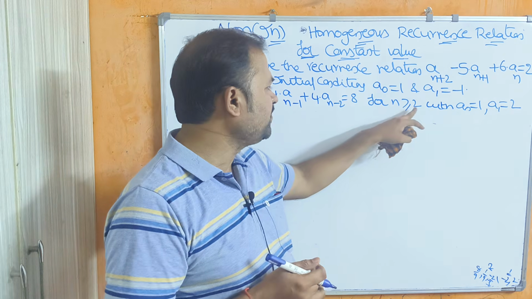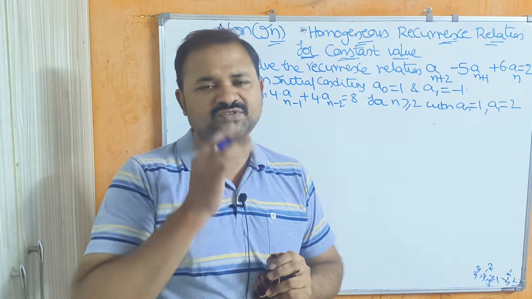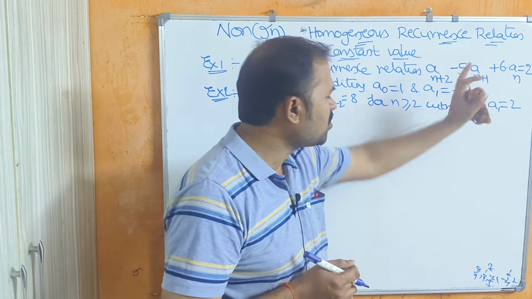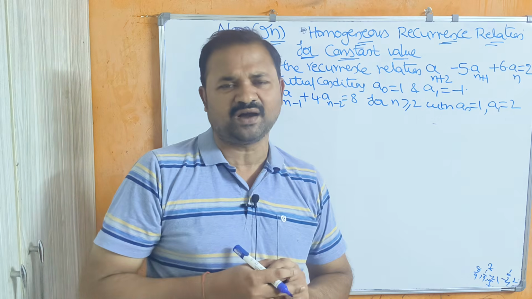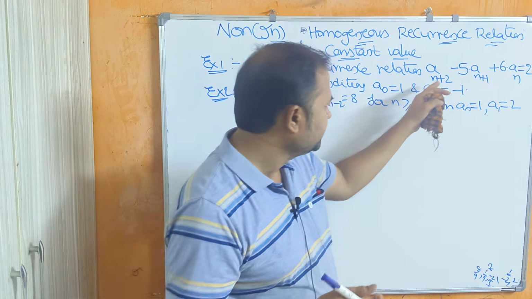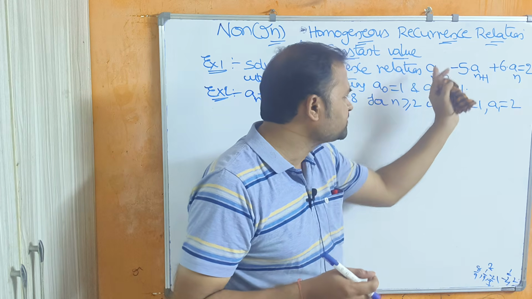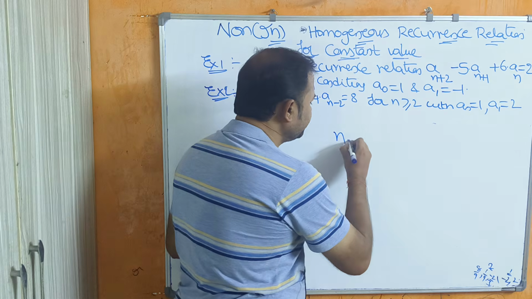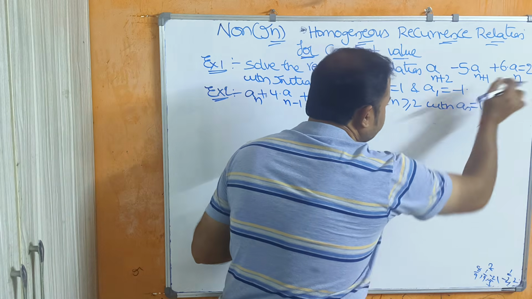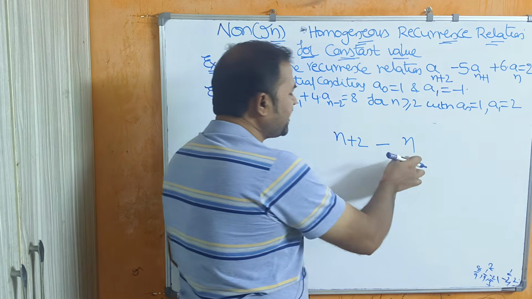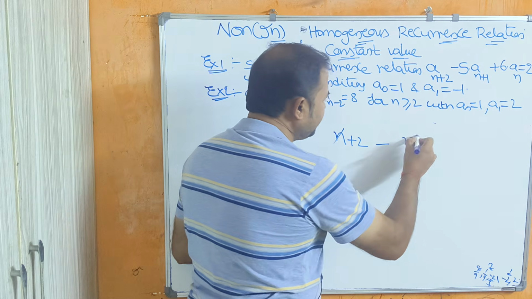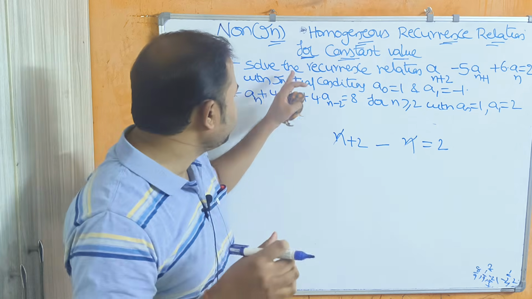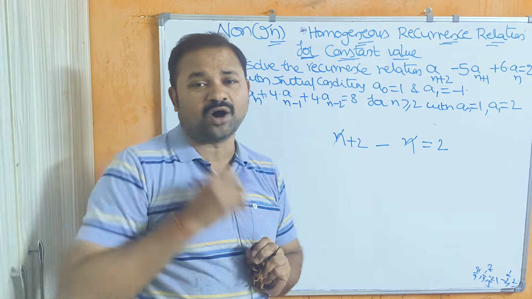Like in the second example we have n greater than or equal to 2, so we can directly say that it is a second order recurrence relation. But here the order is not given, so we need to find the order. We subtract the minimum subscript from the maximum subscript. The maximum subscript is n plus 2 and the minimum subscript is n. Subtracting n from n plus 2, the n cancels, so the result is 2.